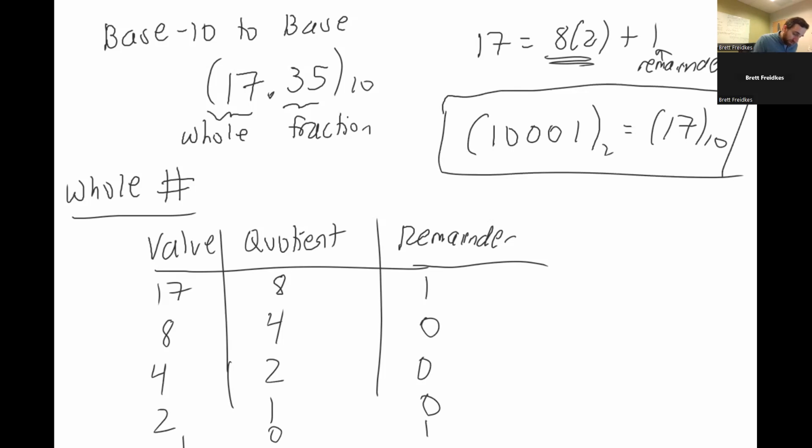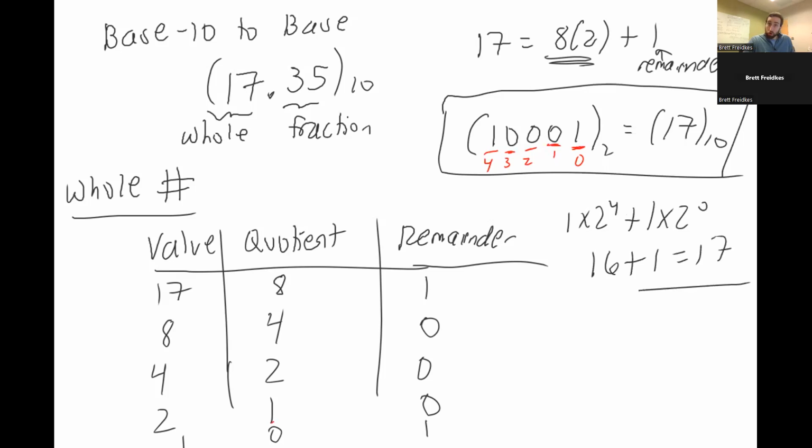We can prove this, right? Because this is an exponent of 0, 1, 2, 3, 4. This says that we have one group of 2 to the 4th plus one group of 2 to the 0. Well, that's 16 plus 1, which is 17. We can check our work.